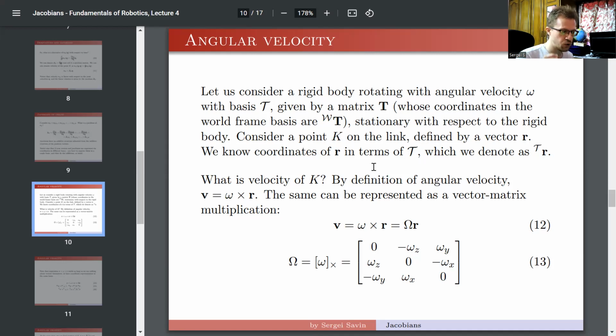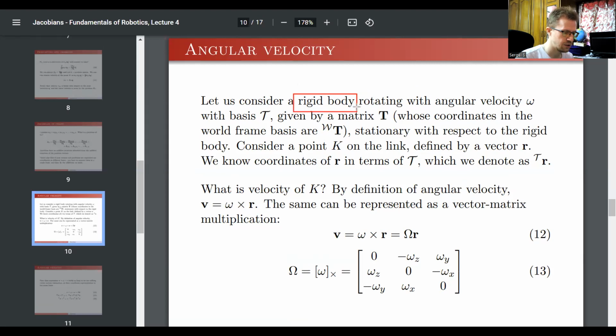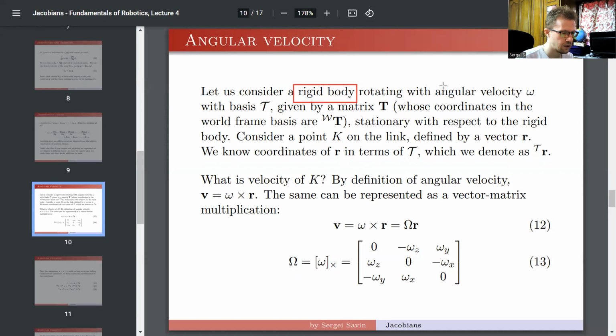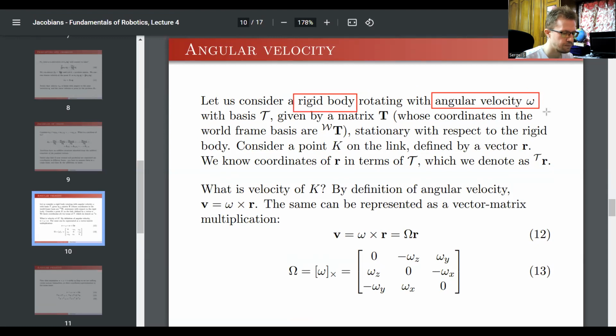The formulas that we'll get at the end are very simple, and you can look them up on the internet anytime. What is more difficult is to understand how we arrive at those formulas, especially how we arrive there with a complete understanding of basis, etc. All right, let's consider the problem. So we have a rigid body. Rigid body, notice, right? A rigid body rotating with angular velocity omega.